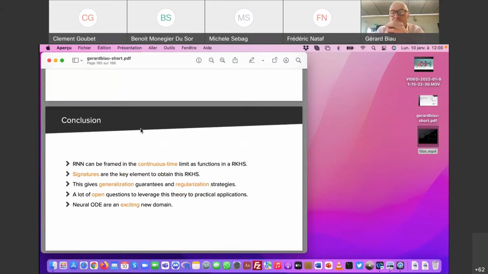Sorry, it's not exactly time warping. It looks a little bit like time warping, but it's not exactly time warping. Okay, so it's connected. It's a little bit the same spirit, but it's different.